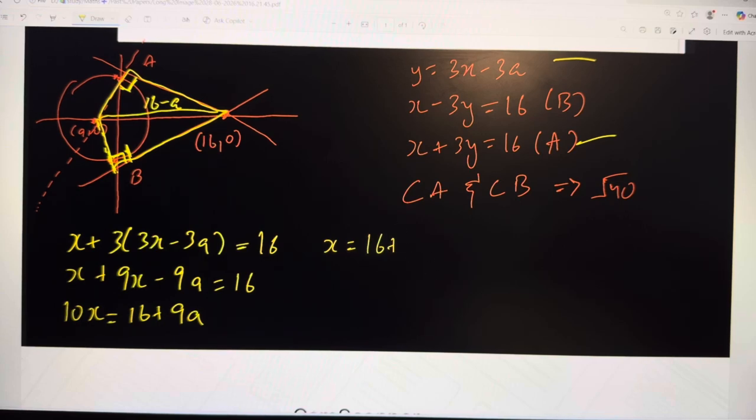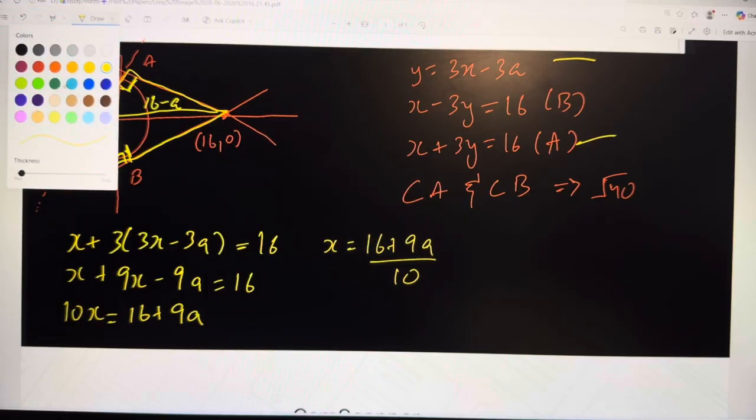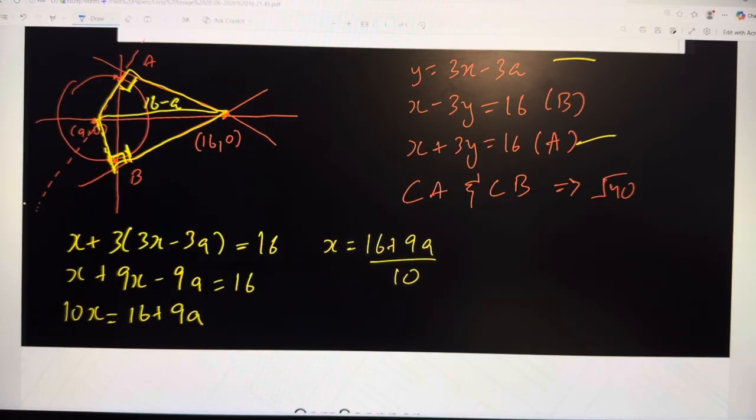Okay, so theoretically this is the x coordinate of point A, because we did this because the tangent and the normal intersect, and it intersects at point A. So this is the x coordinate. Now if we try to find the y coordinate, what will happen?